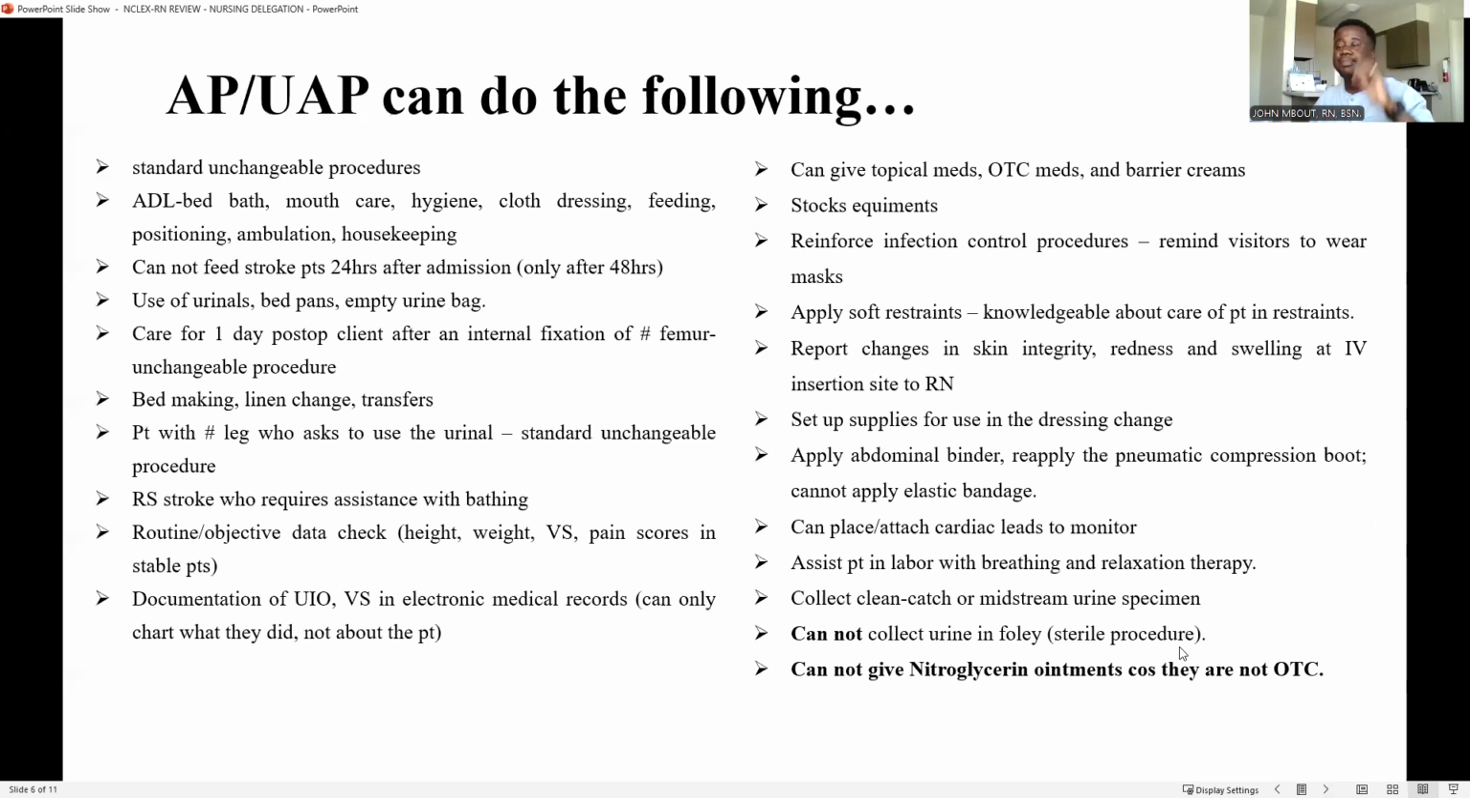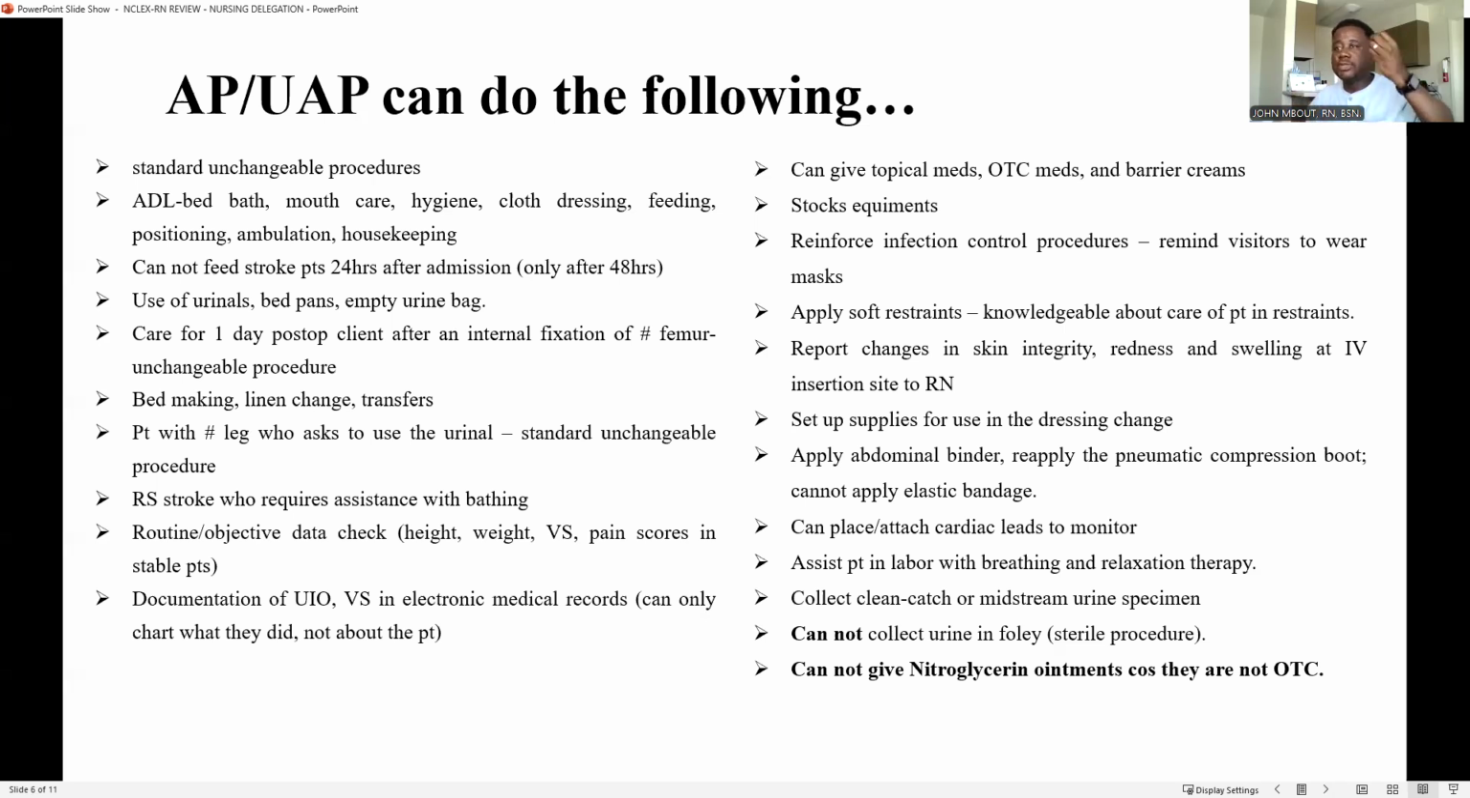Let's look at the AP or UAP. They can do the following: standard, unchanging procedures, activities of daily living, bed bath, mouth care, dressing, feeding, positioning changes, housekeeping. They cannot do feeding, the first feeding on a post-op patient.